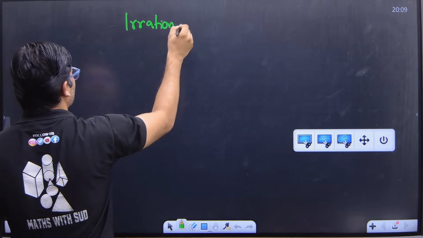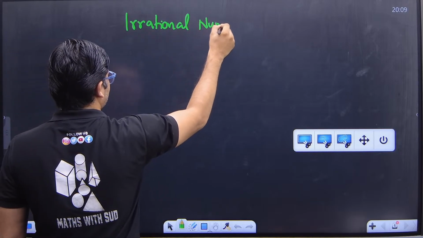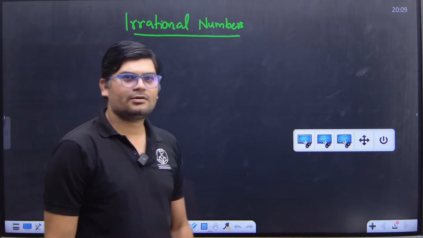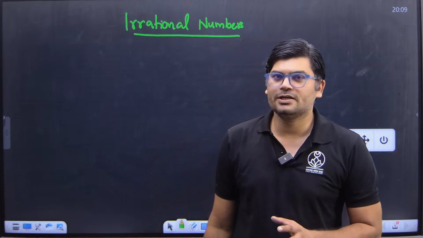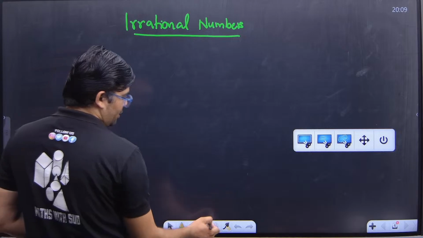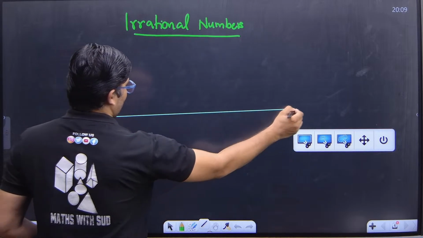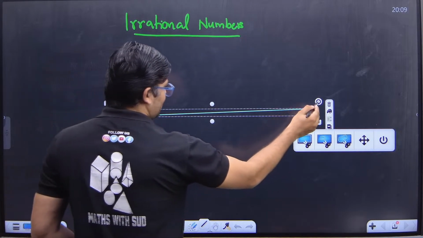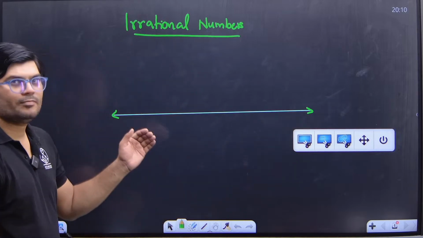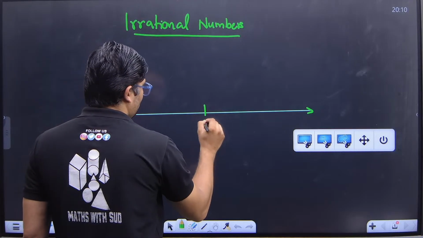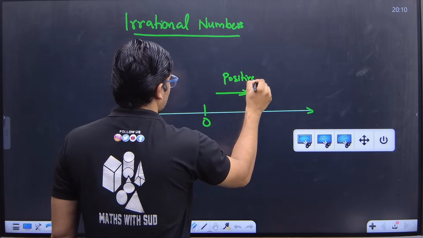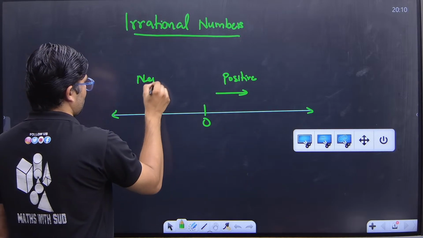First of all, we have to understand what irrational numbers are. As far as real numbers are concerned, real numbers means the numbers which you can show on a number line. Suppose this is a number line. In between we have 0. On the right hand side we have positive numbers, and on the left side we have negative numbers.